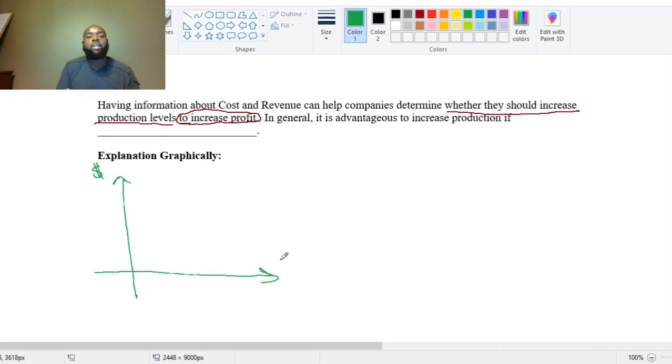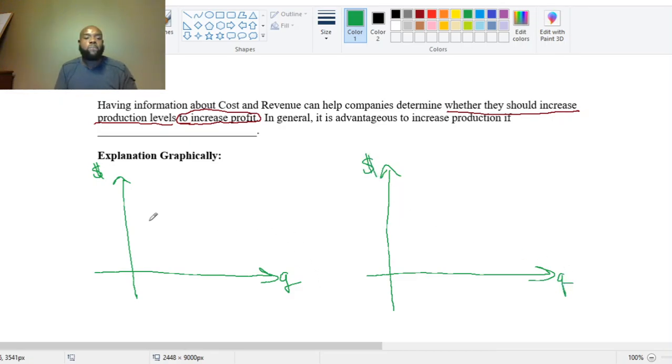So we're going to have some dollars. We're going to have some quantities here. I'm going to draw two graphs, one here and one here. All right, so I'm going to zoom in and I'm going to have a graph that looks like this. Okay, and like that.